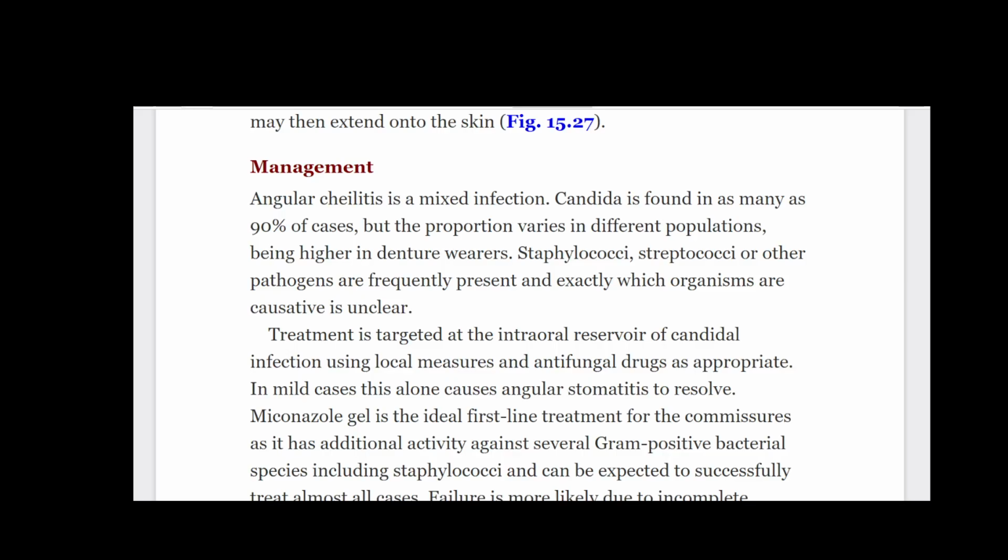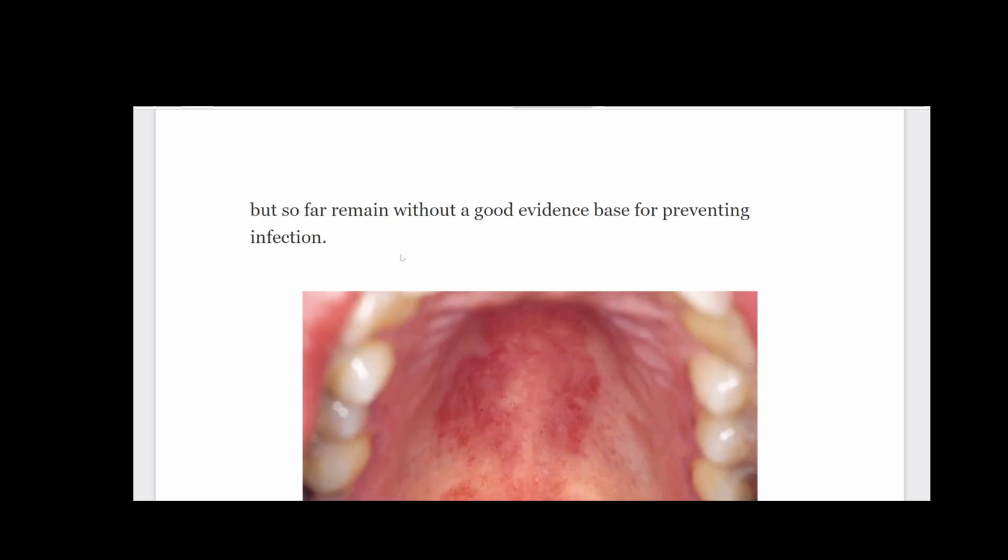There is a particularly high proportion of patients with anemia as a predisposing cause in angular cheilitis, and iron, folate and vitamin B12 levels should be checked. In people who are edentulous, have lost lip support or have prominent skin folds, attempts to correct vertical dimension or thicken the labial flange cannot usually remove these susceptible areas. Dermal fillers have been tried, produce good cosmetic results, but so far remain without a good evidence base for preventing infection. Fig. 15.28 Erythematous candidosis, irregular patches of erythema on the palate of a patient using a steroid inhaler.